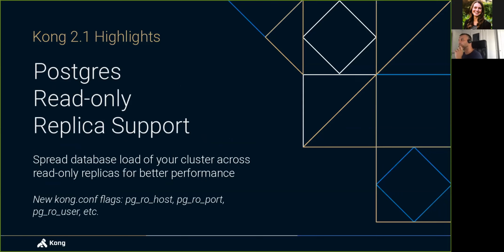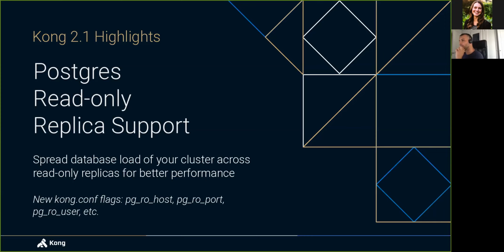Postgres read-only replica support. So now, if you're using a Postgres database, you can have two configurations of that. Like you have all of your normal Postgres configurations, which are all of these Kong flags that are PG something, like PG host, PG port, PG user, PG database, and so on. And now you also have the PGRO for read-only.